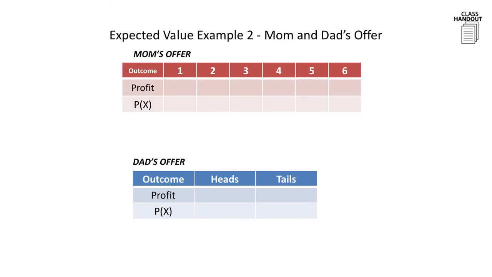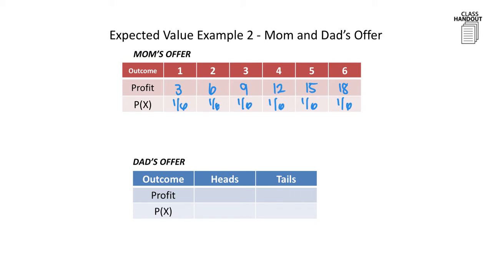All right, so let's go back to the mom and dad's offer from the beginning of the lesson. So remember in this case, mom's offer was if you roll, for every number that you roll on a dice, you earn 3 times the amount of dollars. So for instance, if you roll a 1, you would win $3. If you roll a 2, you would win 6, 3, 9, 12, 15, and 18. And we know the probability of rolling any single number on a dice is 1 out of 6. So each of these probabilities is the same.